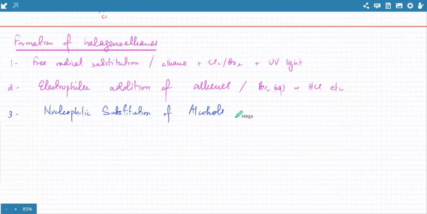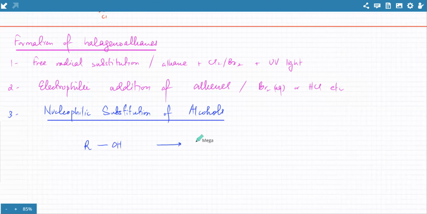So, nucleophilic substitution of alcohols, and let's talk about this in detail. The thing with this reaction is that you have an alcohol, let's call it ROH, and there's going to be a reaction where the OH is substituted by a Cl. A halogenoalkane is going to be formed.